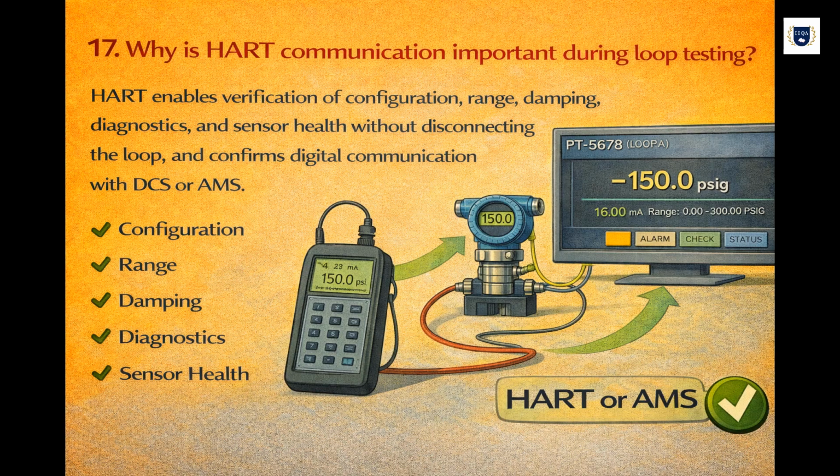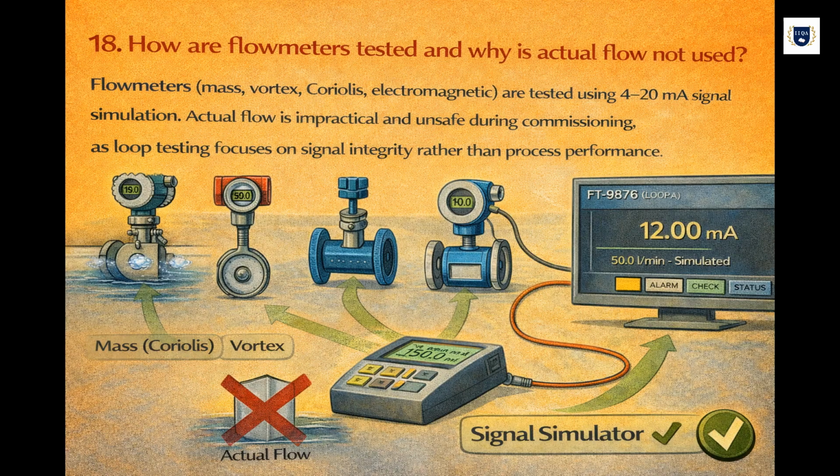Why is HART communication important during loop testing? HART enables verification of configuration, range, damping, diagnostics, and sensor health without disconnecting the loop, and confirms digital communication with DCS or AMS. How are flowmeters tested and why is actual flow not used? Flowmeters, mass, vortex, Coriolis, electromagnetic, are tested using 4 to 20 milliamps signal simulation. Actual flow is impractical and unsafe during commissioning, as loop testing focuses on signal integrity rather than process performance.